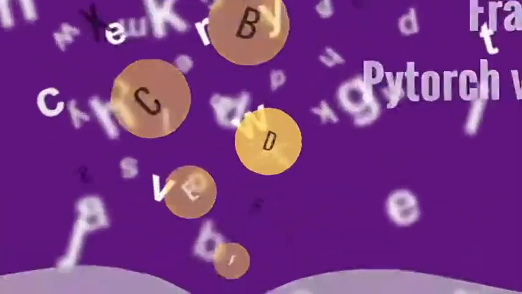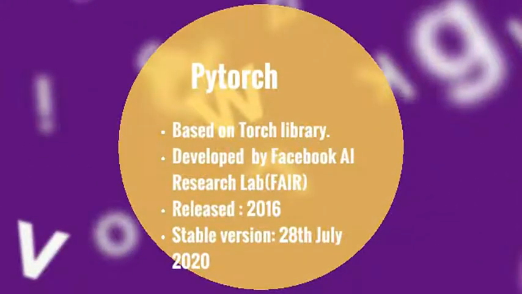Now let's begin with PyTorch. I'll give you a basic introduction. It is based on the Torch library and was developed by Facebook AI Research Lab, also known as FAIR, and it was released in 2016. Its stable version was released recently, on 28th of July 2020. PyTorch is used for the implementation of computer vision and NLP tasks, and it is more intuitive and more Pythonic because it is basically designed for Python. That's why it is PyTorch.